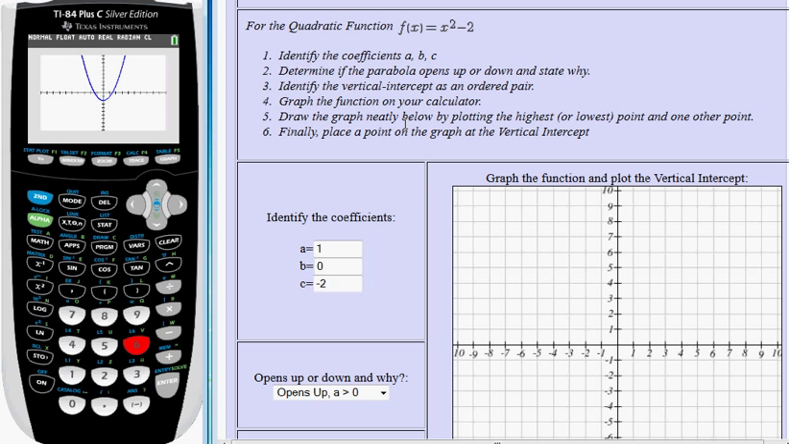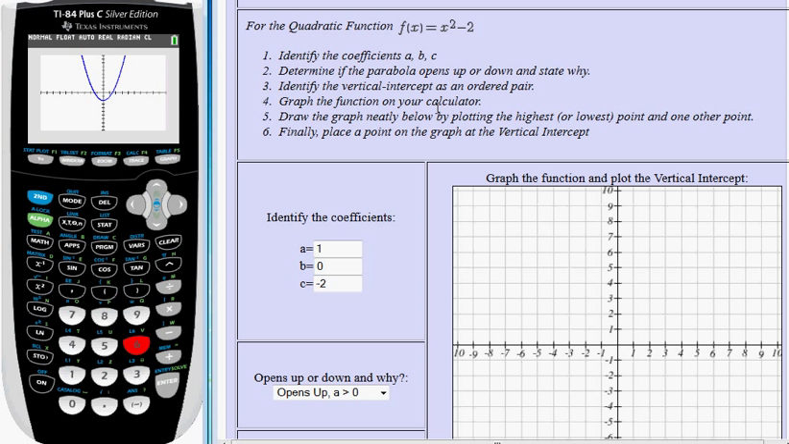The reason I'm doing a video for this problem, even though I did one just like it for the problem just before this, is that this is a special case where the vertical intercept, where the graph crosses the y-axis, happens to also be the vertex. This happens whenever your b value is 0.